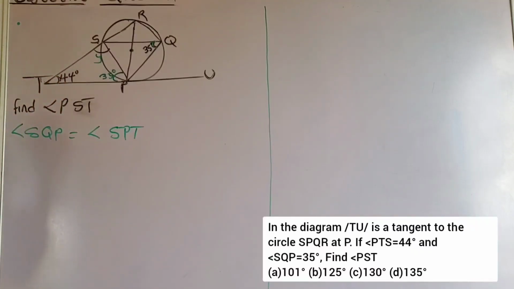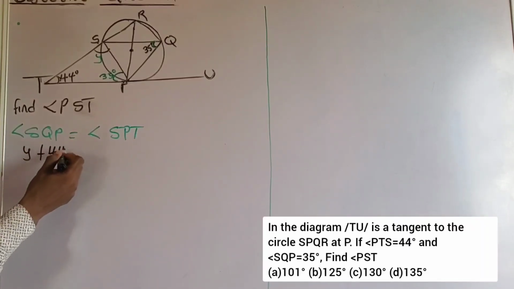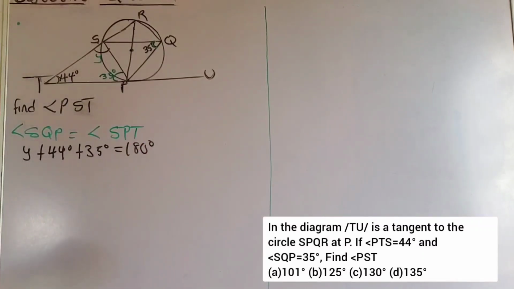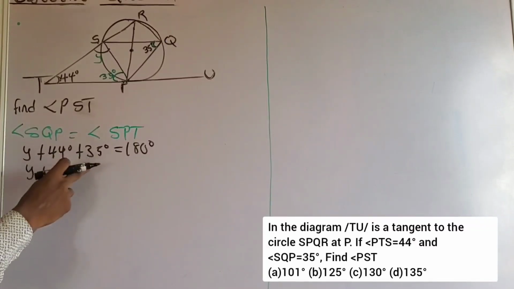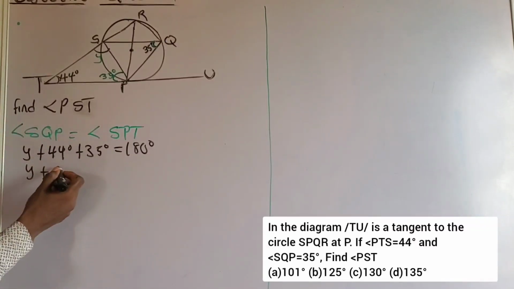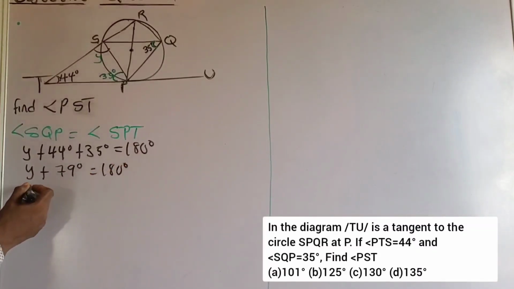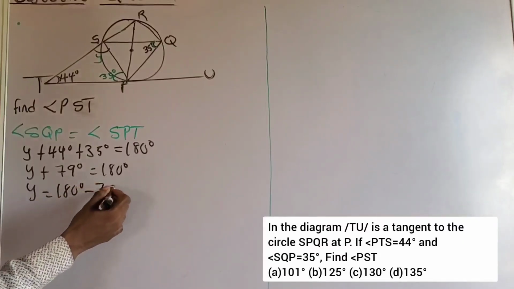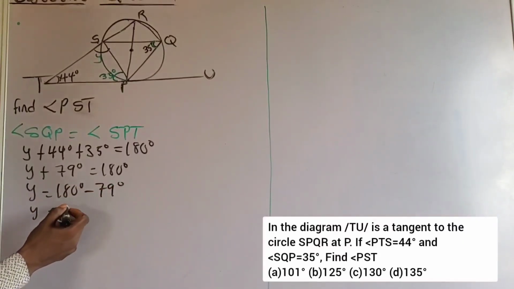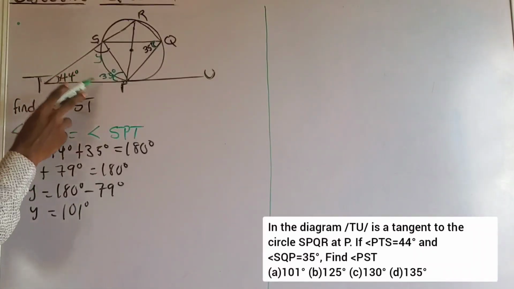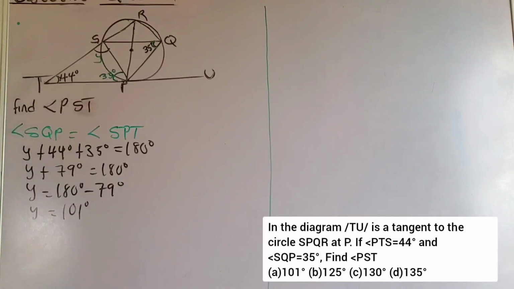Now having gotten angle SPT as 35 degrees, I can easily calculate the value of y using the sum of angles in a triangle. So y plus 44 degrees plus 35 degrees equals 180 degrees. That is the sum of angles in a triangle. 44 plus 35 is 79 degrees, so y equals 180 degrees minus 79 degrees. y equals 101. That is the value of y. So the angle PST that we have to look for is 101 degrees.